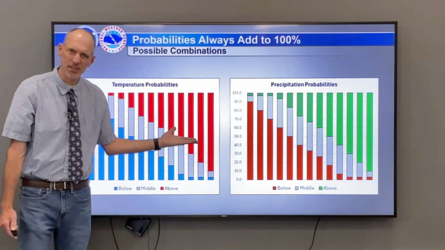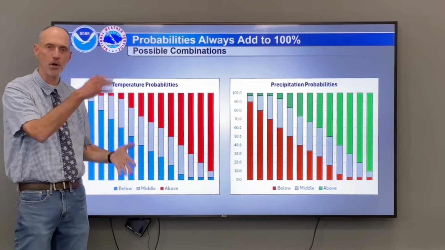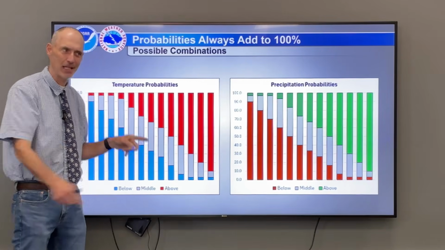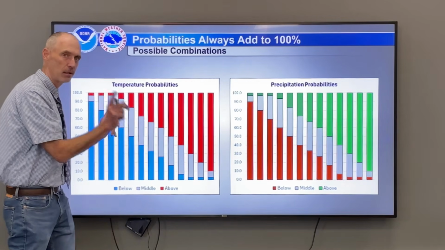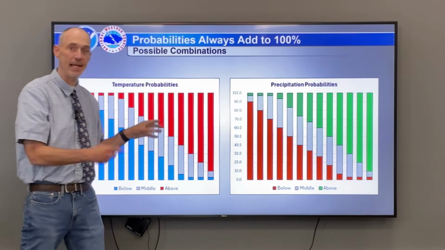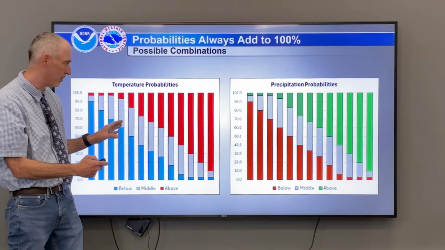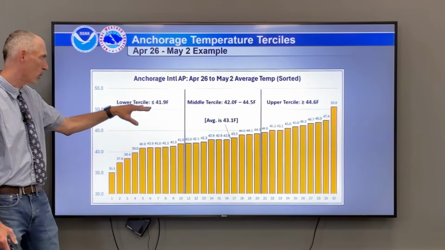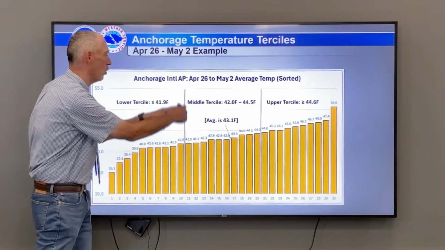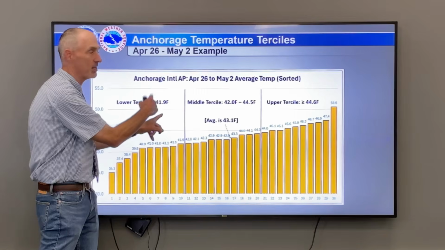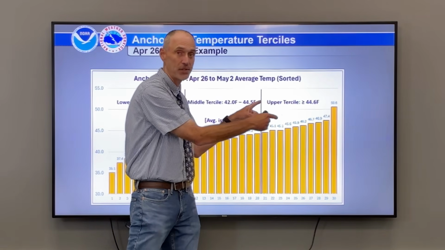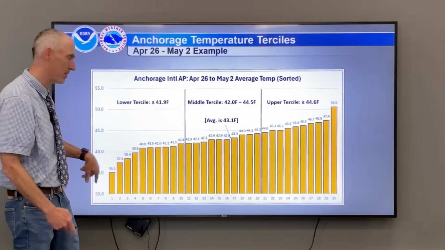Okay? If we think of it in terms of a table, of course, all those numbers have to add up to 100%. We are 100% certain it'll be in that lower tercile, the middle tercile, or the upper tercile. And again, those are unbounded, right? If we go back to this, lower tercile could be way over here too, right? So we're just saying lower tercile is less than or equal to, in this case for Anchorage, 41.9. Upper tercile is greater than or equal to 44.6. But it could be much greater, or in this case, much lower.